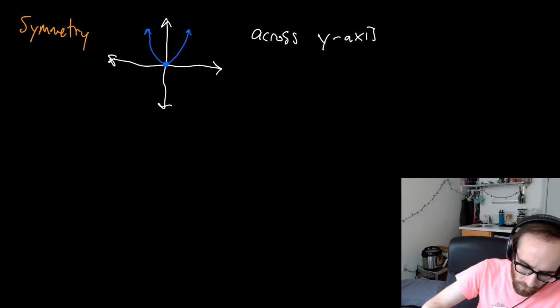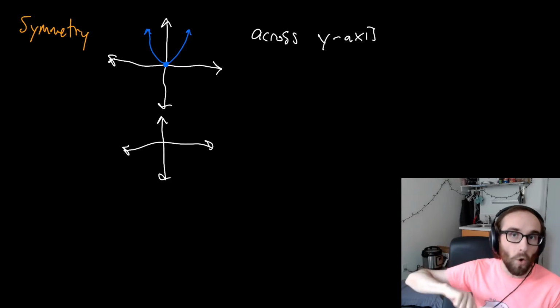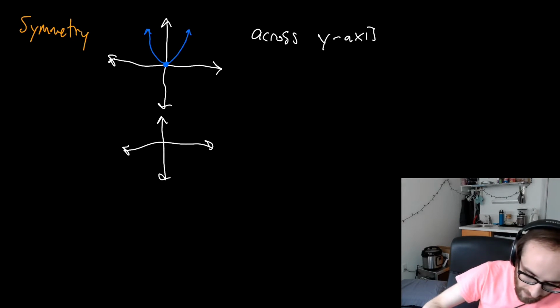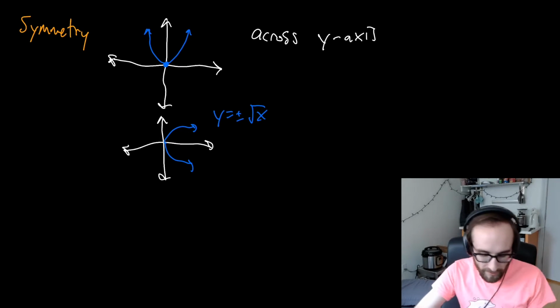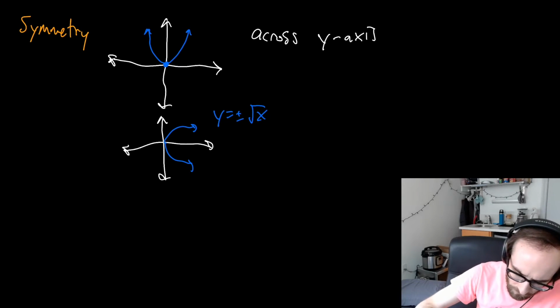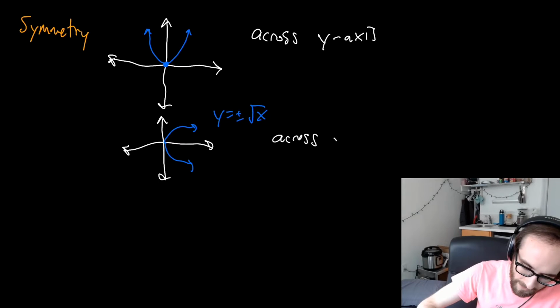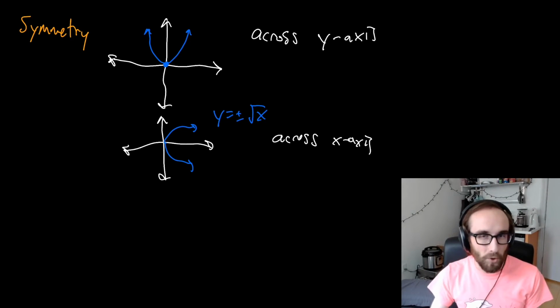We can also talk about symmetry over the x-axis, very similar. In this case, we're flipping it vertically over the horizontal x-axis. An example here would be y equals plus or minus square root of x. So we have a sideways parabola. We could take this part, flip it over, and it'll match up exactly with that top part. And again, this is across the x-axis. Okay, so that's a little bit about symmetry.